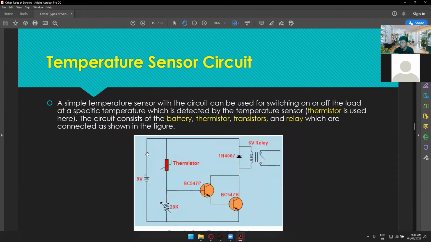Well, here is another circuit of a temperature sensor, which uses a battery, thermistor, transistors, conductors, or even a transformer, which is being converted into a transformer. My bad, this is not a transformer, but a relay. Okay, so those are the components being used with this temperature sensor. So I think this one is doable with the use of LTspice.